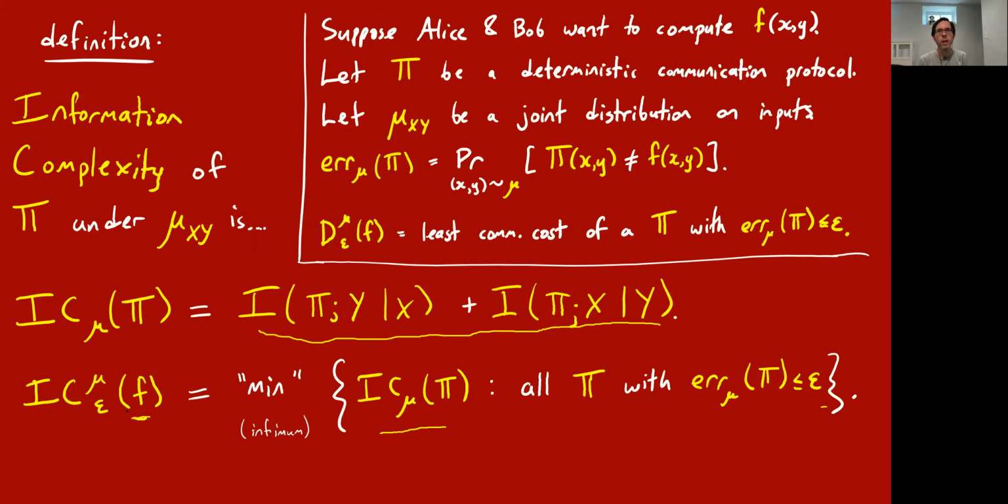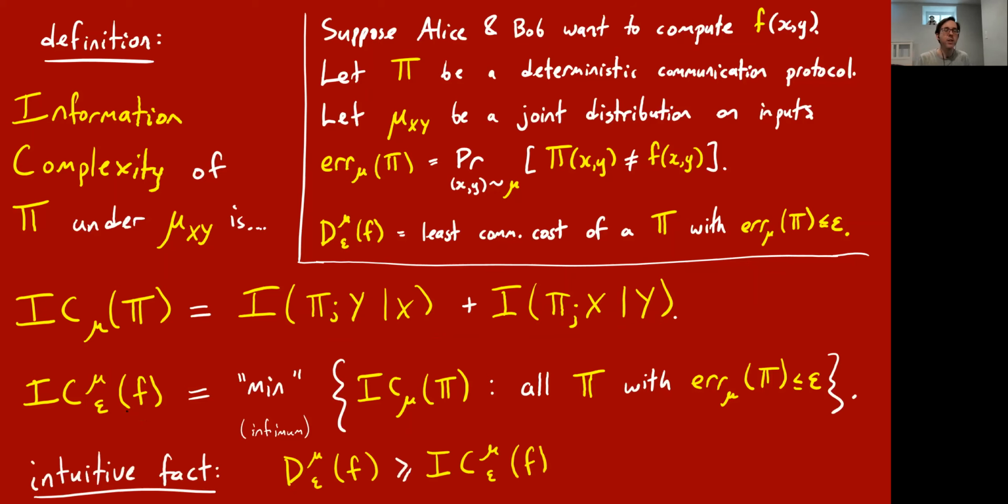And one thing I should have said before is that this intuitive fact holds, much in the same way that any successful protocol for transmitting a draw from x uses at least entropy of x bits. Similarly, any communication protocol which achieves error epsilon on distribution mu must send a number of bits in total which is at least this information complexity.